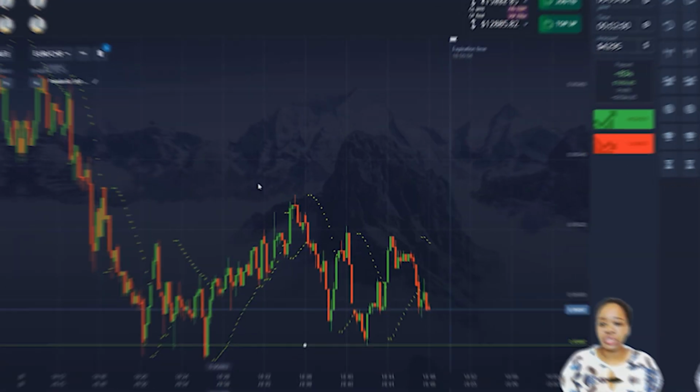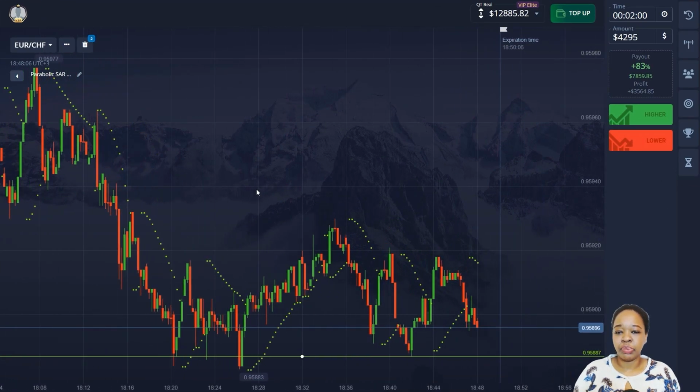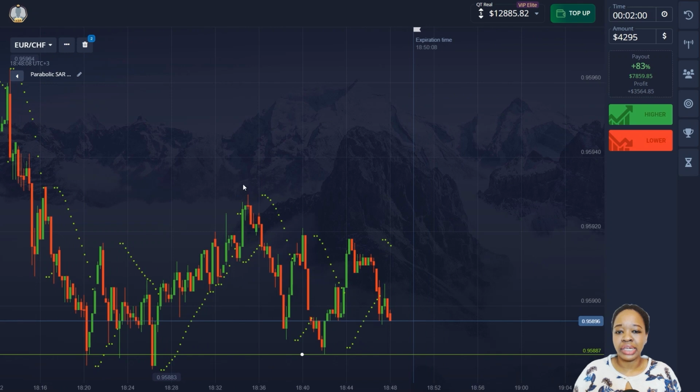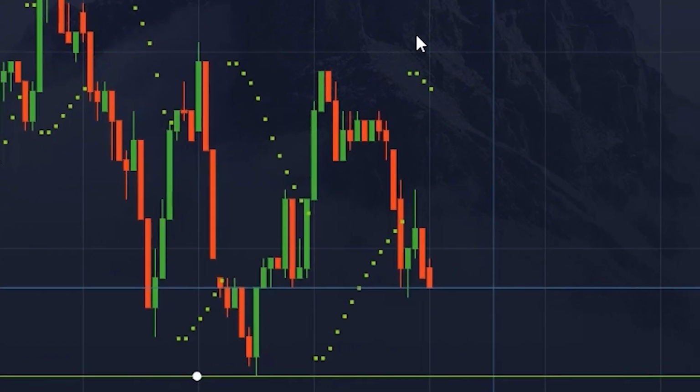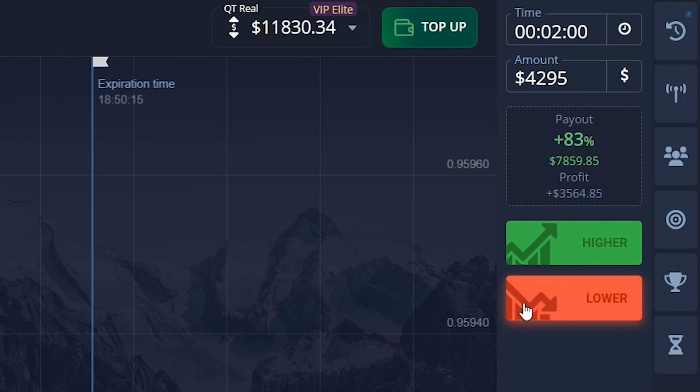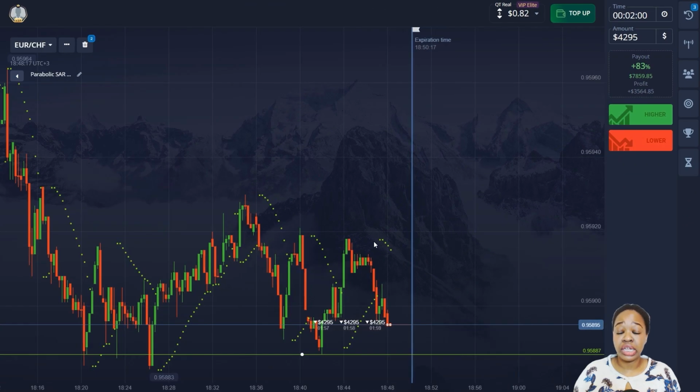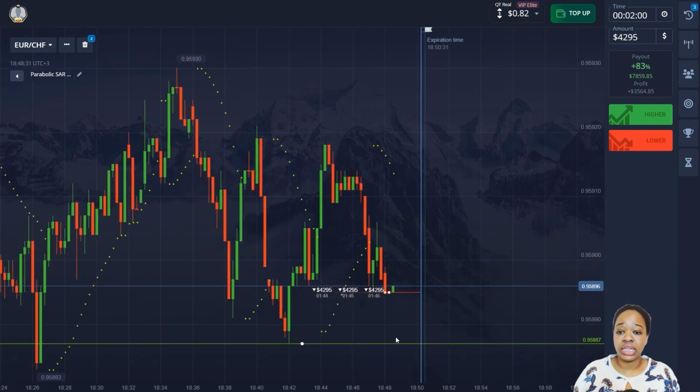Let me continue. So here I can see that we have a support level at the bottom, and currently the price is approaching it, and the parabolic points are located above the graph. In this situation, I'm going to open the trade for 2 minutes to go down, since we have enough space before the support level, and I can see here that the price has come to this level quite clearly earlier, so I think that even now the price will touch this level.